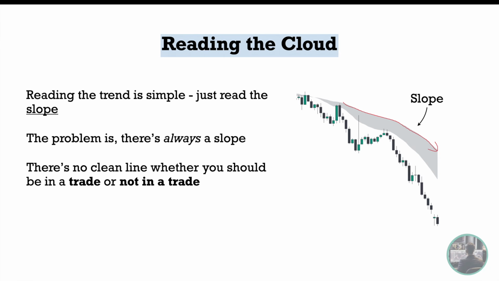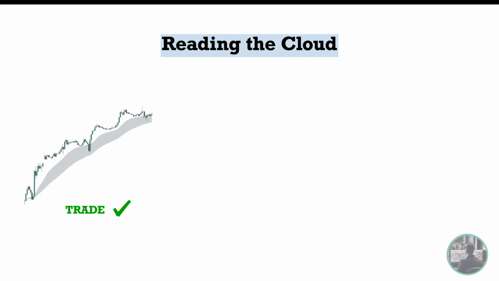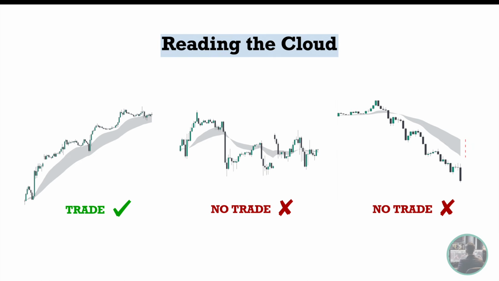And a cloud that's moving sideways or looks thin will tell you there isn't a trade. A cloud that's too thick will also tell you there isn't a trade. So reading the cloud isn't just about reading the trend using the slope. It's also about the quality of the slope. It's about how close or far the price is relative to the slope.